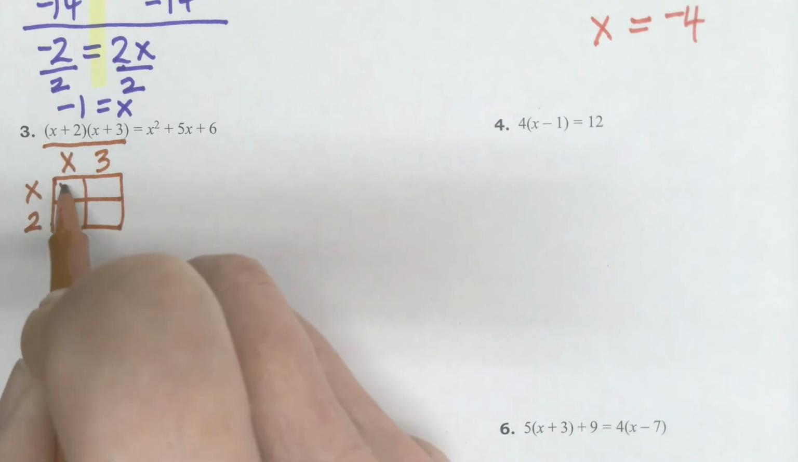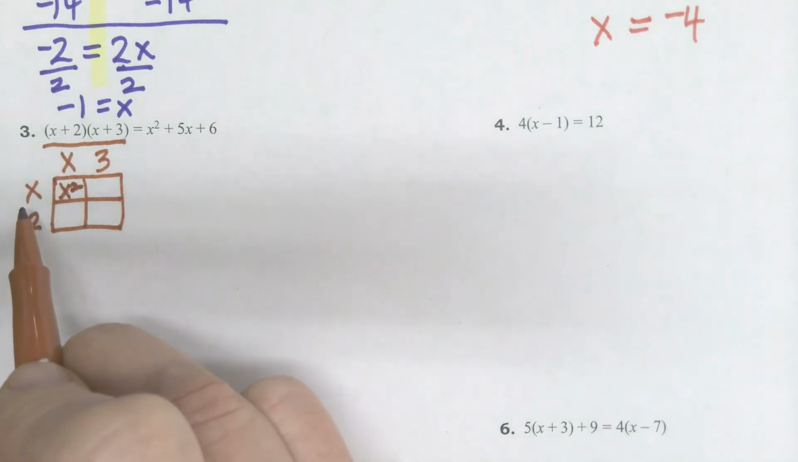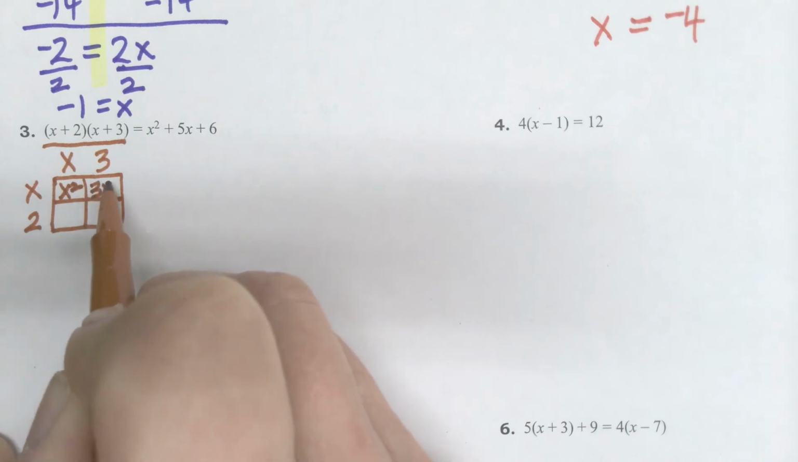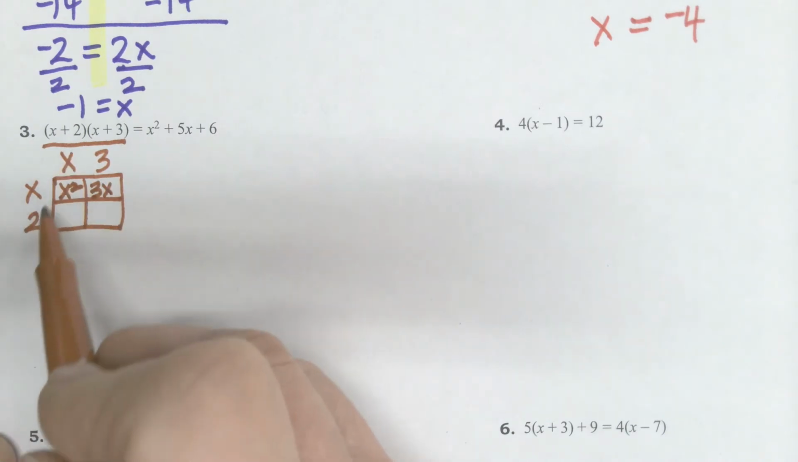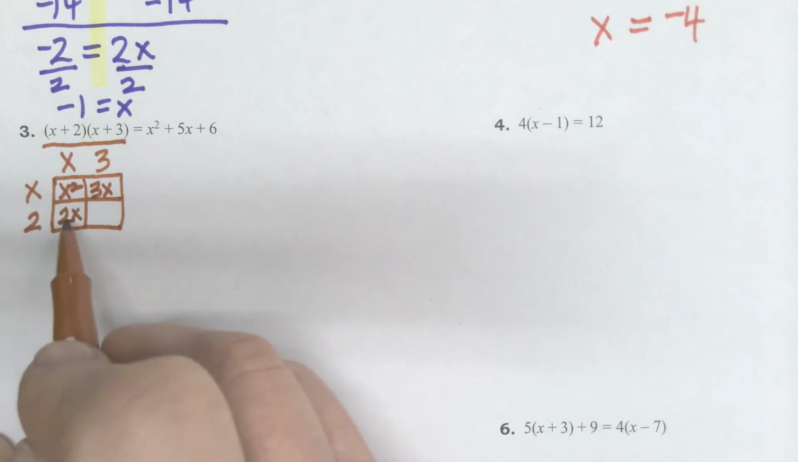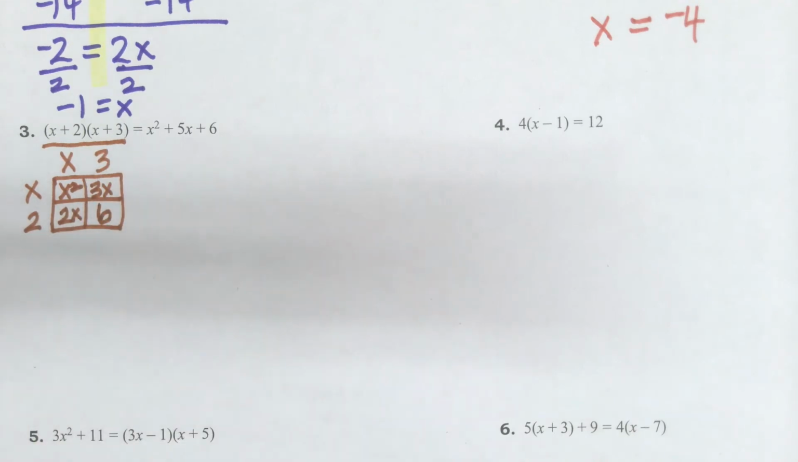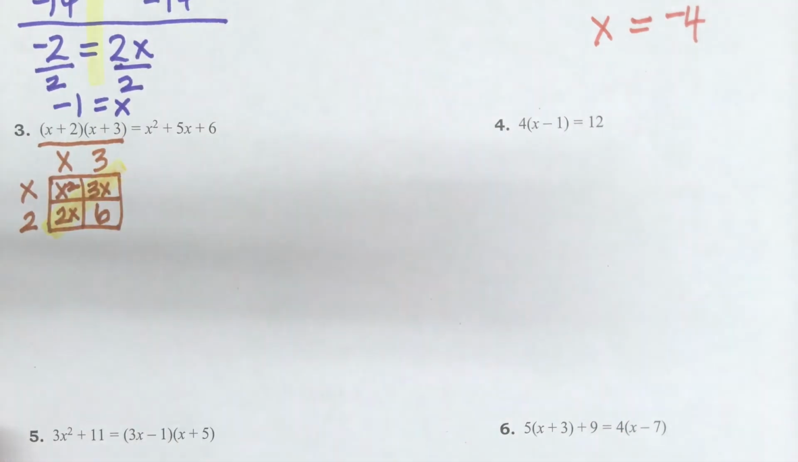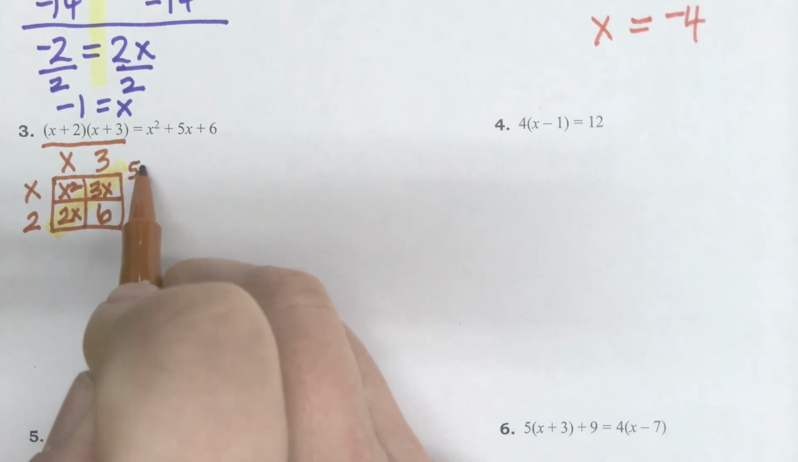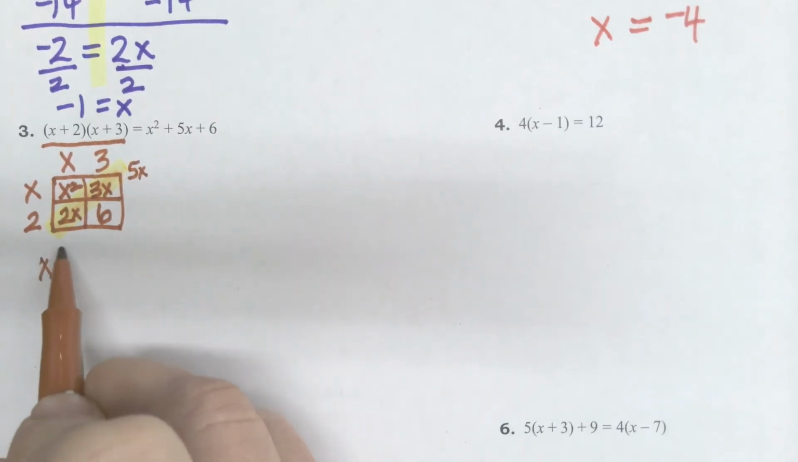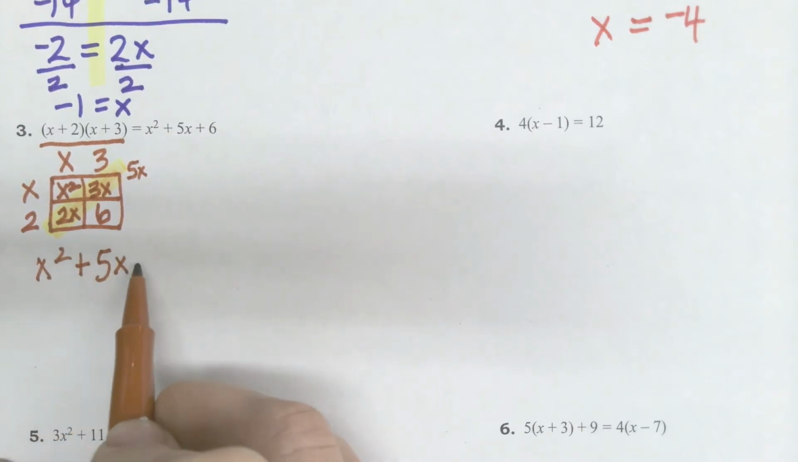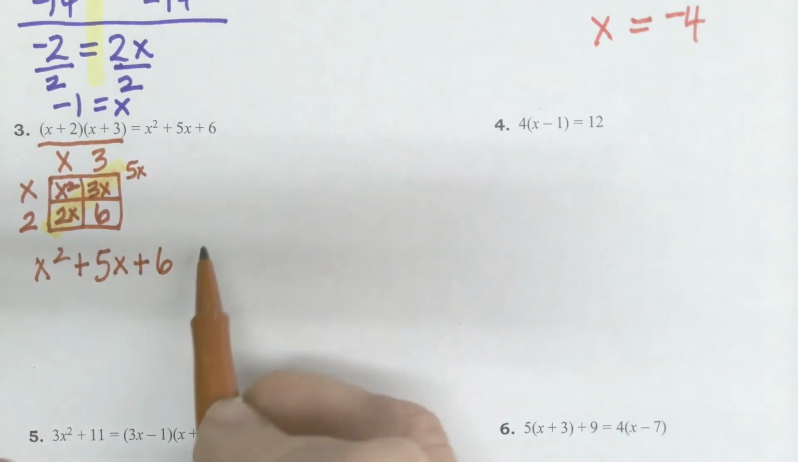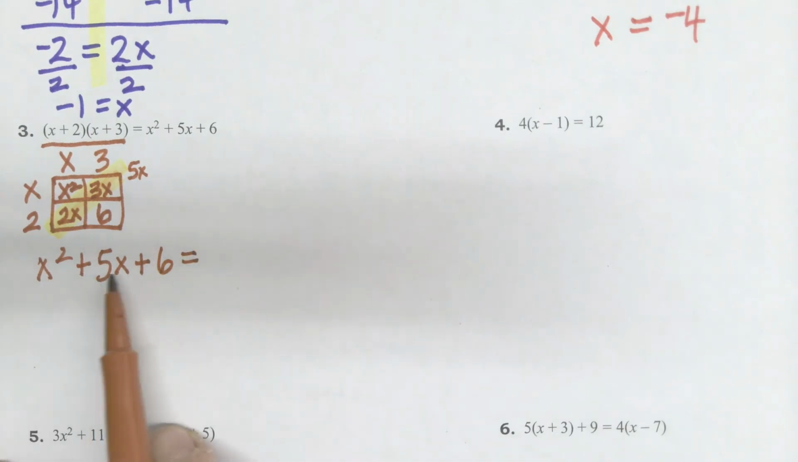X times x is x squared. X times 3 is 3x. Oh wait, 2x. 2x. 3x. And then 2 times 3 is 6. When I do these problems, now this isn't always, but when I do these problems that we're working on, I'm always going to end up with something that I can combine. And you're right, that is 5x. So when I add those together, that's 5x. So I write this as x squared plus 5x plus 6.